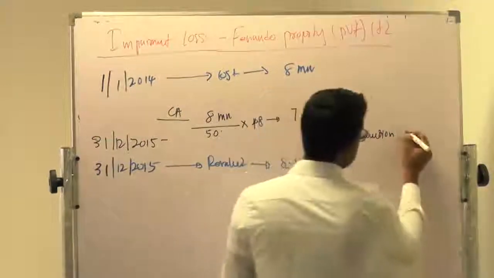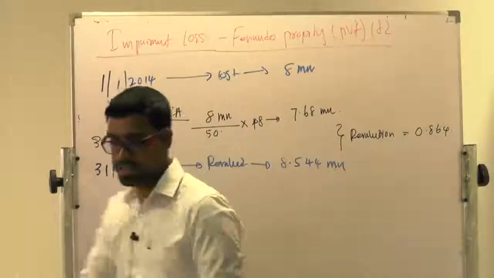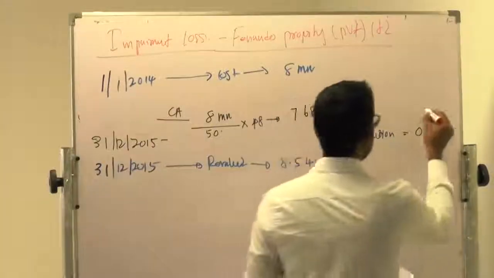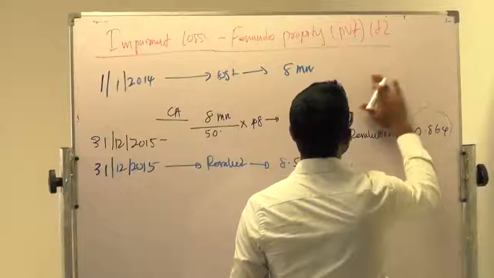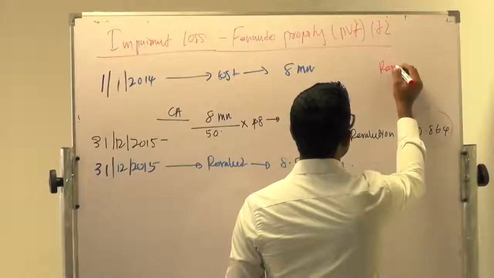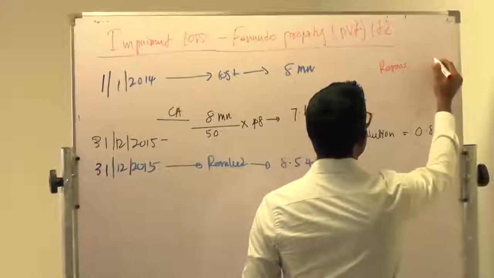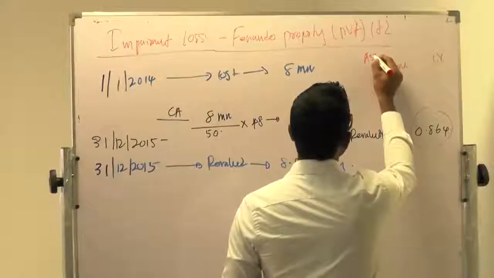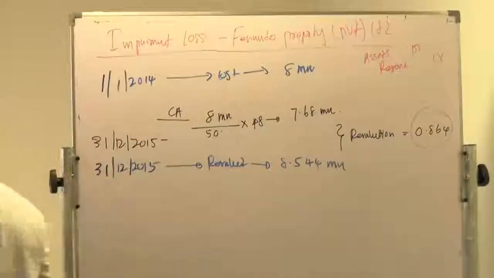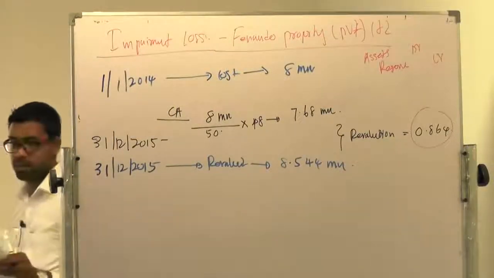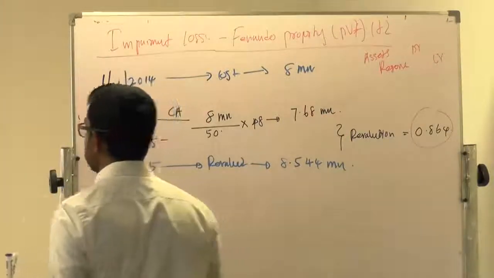Revaluation gain of 0.864. What is the double entry for this? Revaluation reserve. Your reserve, a credit. Asset value has been improved, debit. So, you will recognize revaluation reserve through what? OCI, right? OCI. So, then they are talking about some other information.